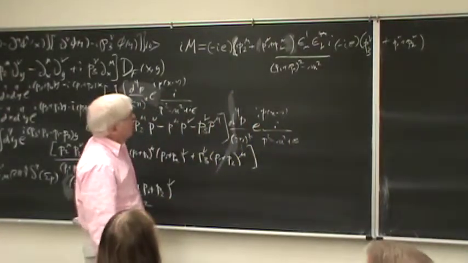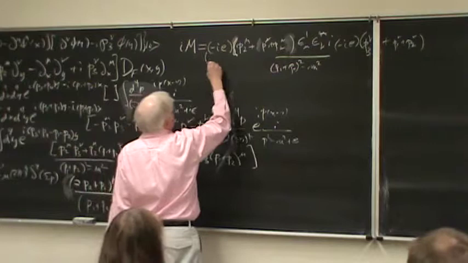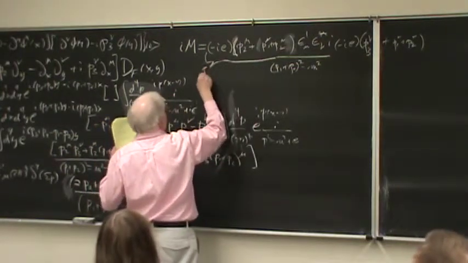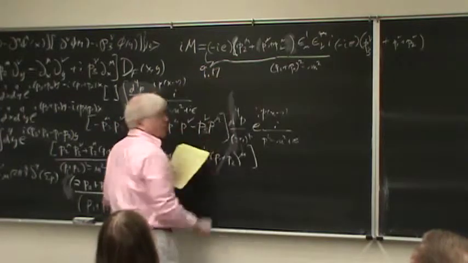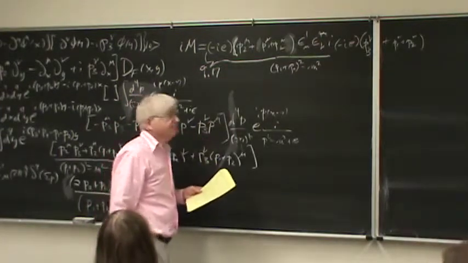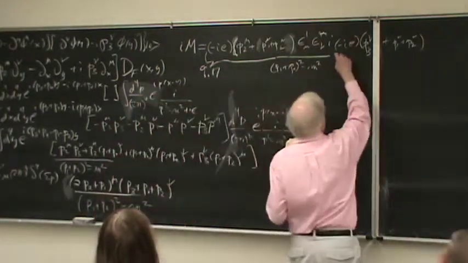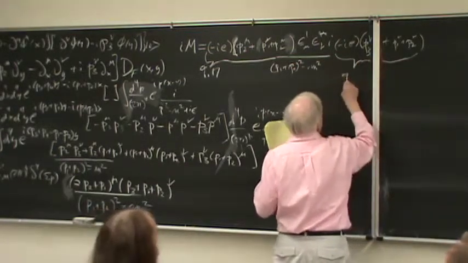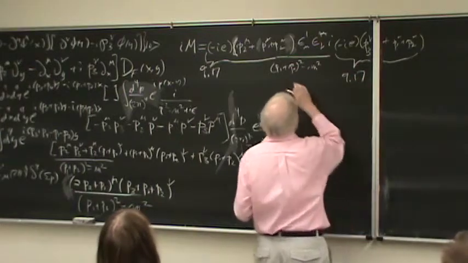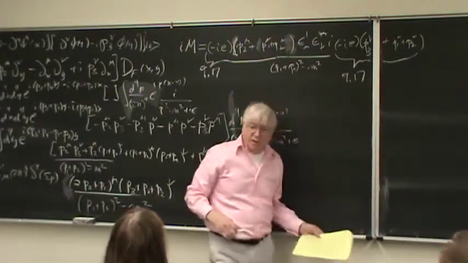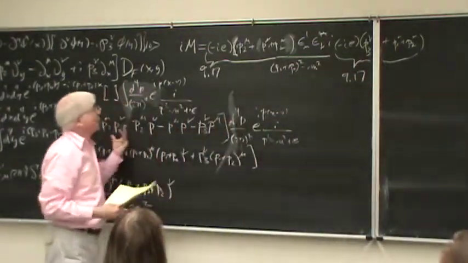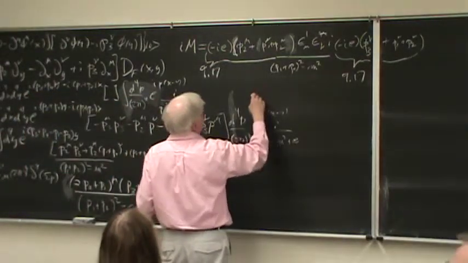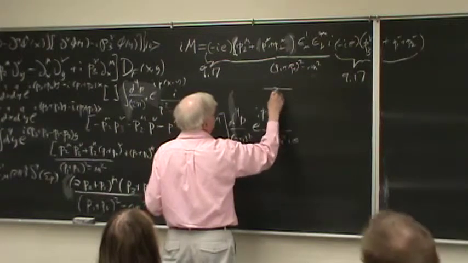Okay, now, what we can say is that this part comes from Schwarz's equation 9.17. This part comes from Schwarz's 9.17. This is just the Feynman propagator with energy-momentum conservation. So in other words, this diagram looks like this.